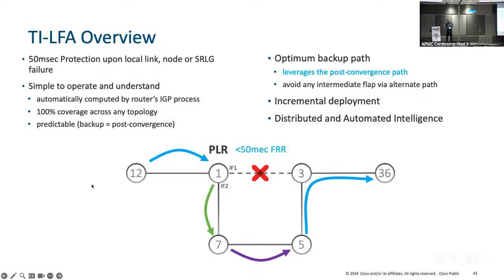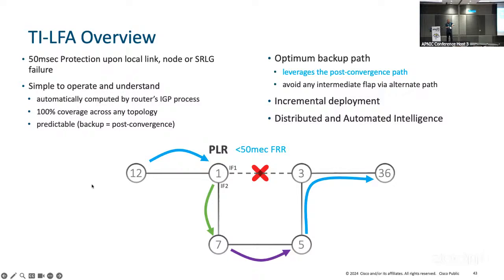IS-IS has supported LFA for probably decades already, right? And TI-LFA was different. It supports all the different topologies, and also what we call post-convergence. What does post-convergence mean? You see, if you know traditional MPLS, if you do fast reroute, right, once you trigger the protection, they go into the alternative path, but that's not post-converged, right?